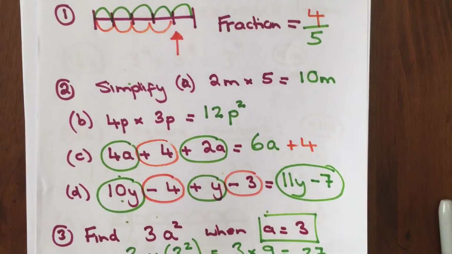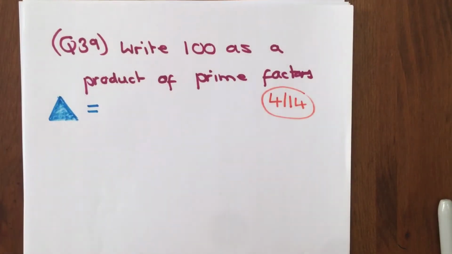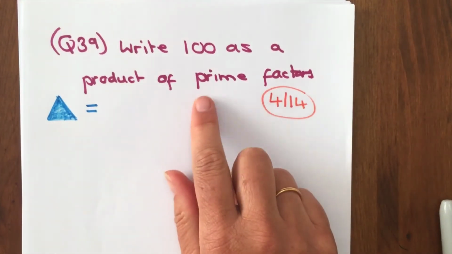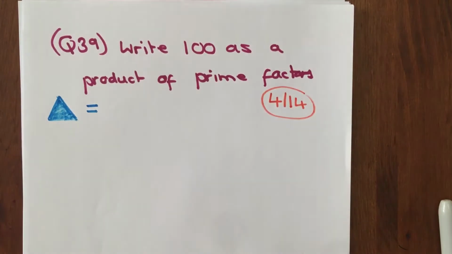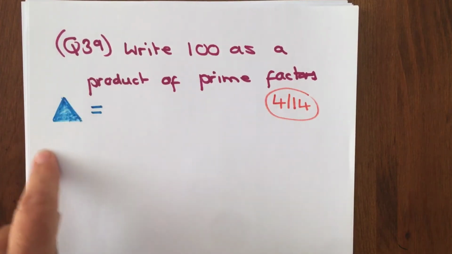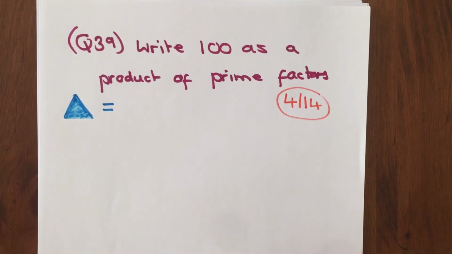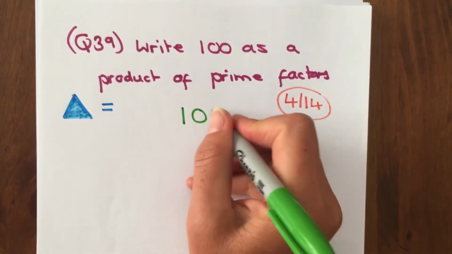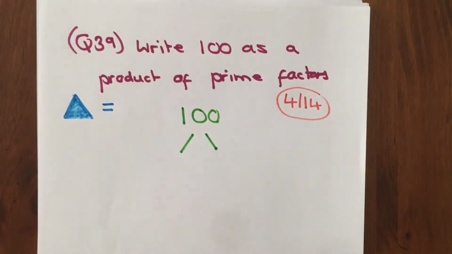Okay, so what else did you struggle with as a class? Well, only 4 of you out of the whole class got this one right. Writing 100 as the product of prime factors. Notice you might have a little shape here. Colour and the shape, please, for your competition. Okay, so 100. We're going to put it as a product of primes. So we do a factor tree here.